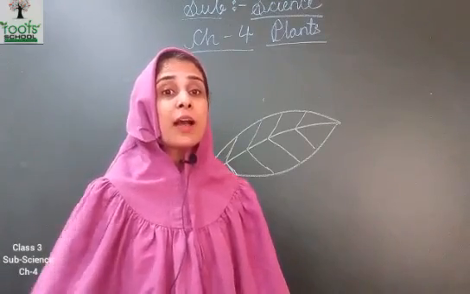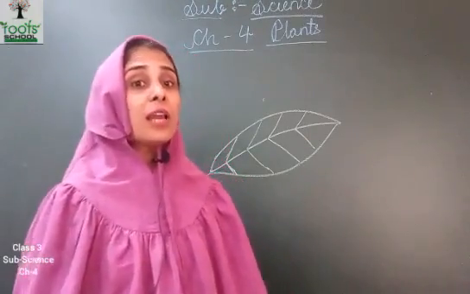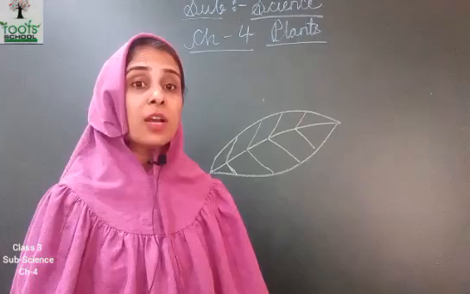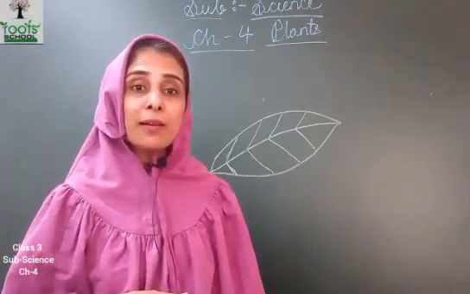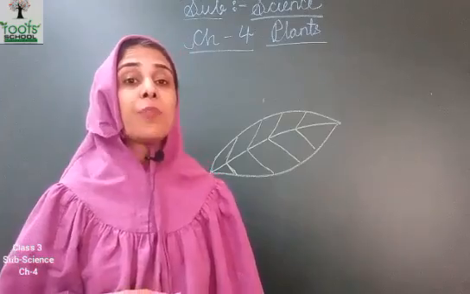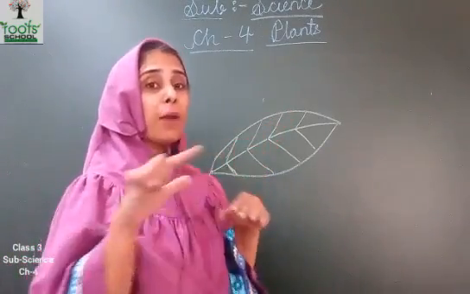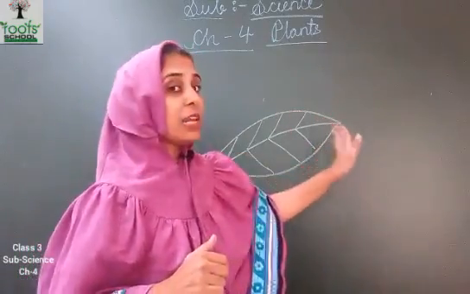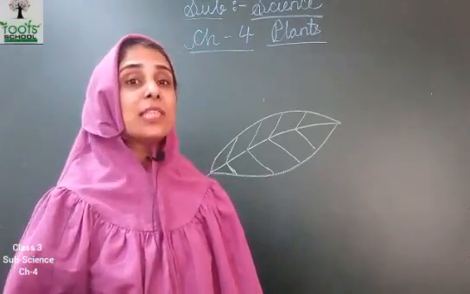It gives green color to the leaf. The leaf is green in color because of the presence of chlorophyll. Now, can you see this leaf? The flat part of the leaf is called the leaf blade. What is it called? Leaf blade.